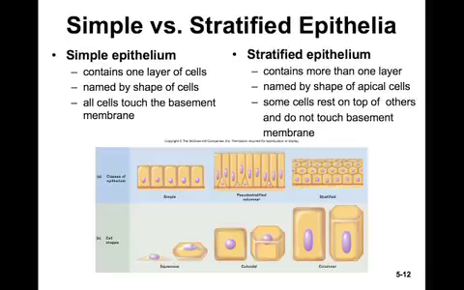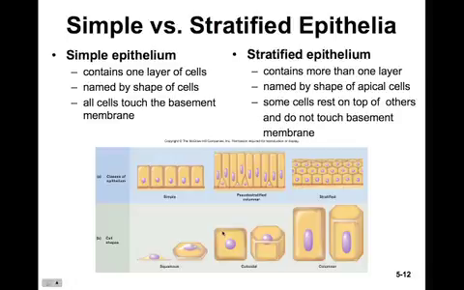So now we'll take a look at simple versus stratified epithelia. Simple epithelium is shown here in part A. It's all one single layer of cells. That's why it's simple. They're named by the shape of their cells, and the cells touch the basement membrane.